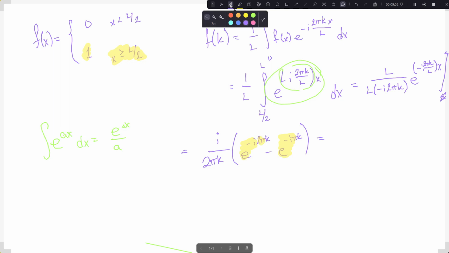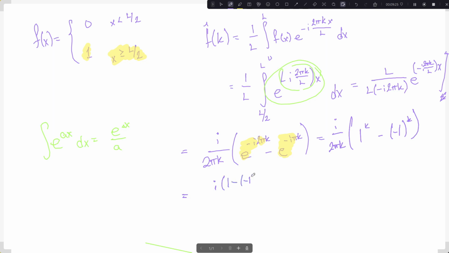So I end up with actually 1 inside the parentheses here. This is 1 to the k, because that's negative 1 squared to the k, minus negative 1 to the k, which 1 to the k is just constantly 1. So what I actually have here is 1 minus negative 1 to the k over 2 pi k. And that is the Fourier transform f hat of k, where my original function was that square wave.